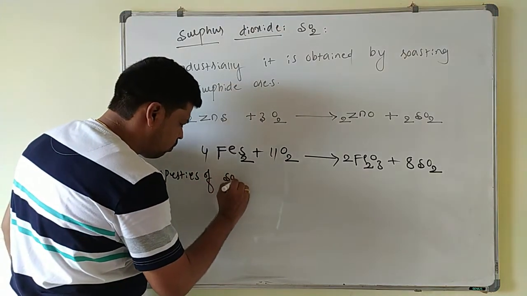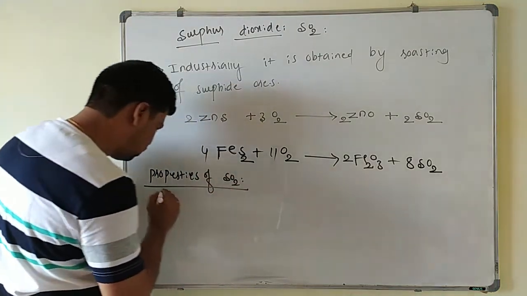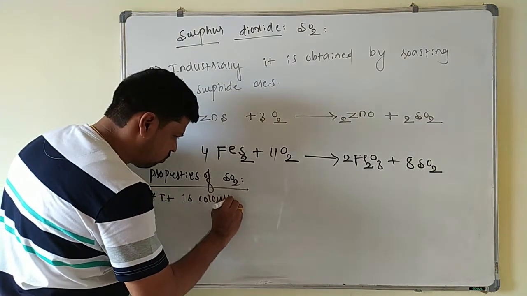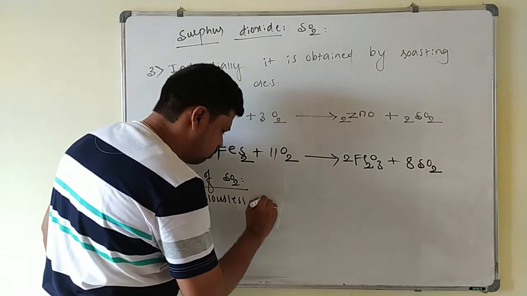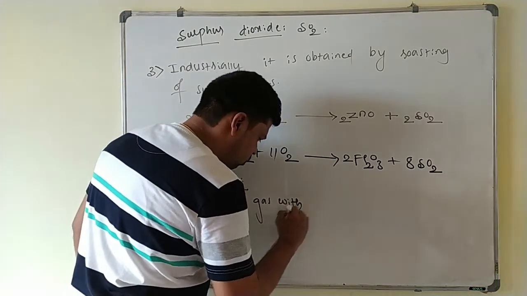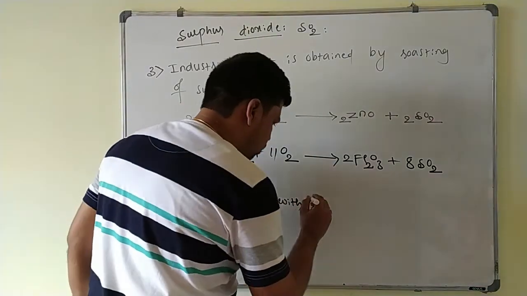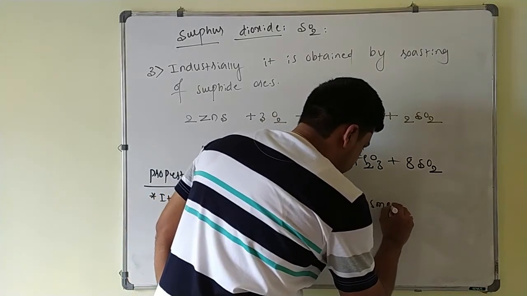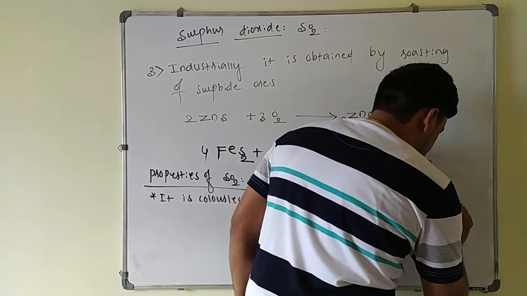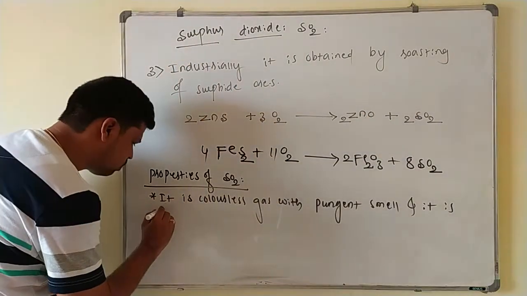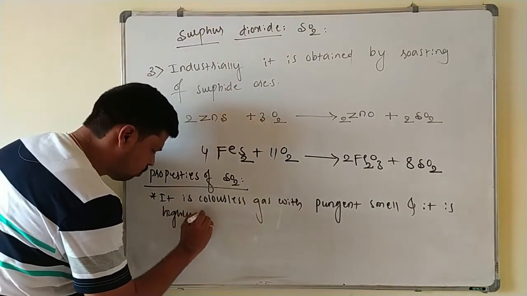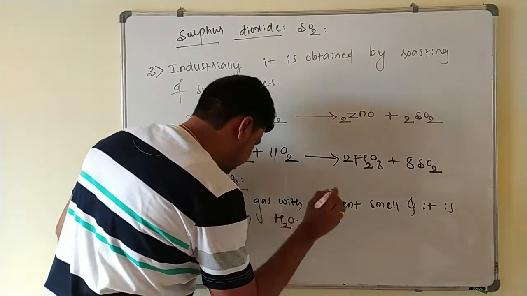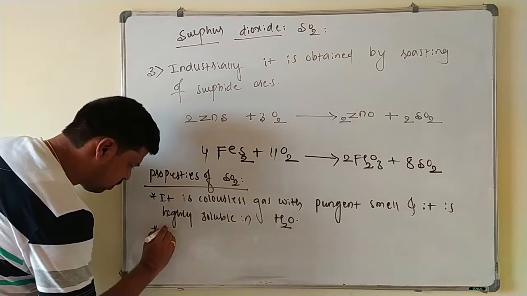Next one, properties of SO2. First point, it is a colorless gas with pungent smell, and it is highly soluble in water.